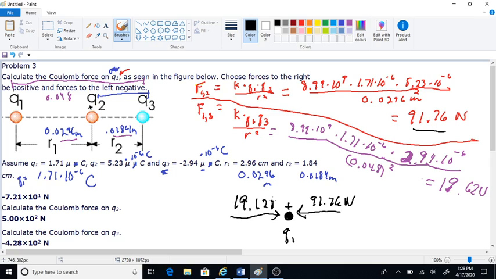19.62 newtons. So it's a tug of war match. Who is winning? The negatives here. You can make this a negative and add them, or you can just subtract this off. Anyways, your net result, the net force, when you do this, is a negative 72.1 newtons. And that is our first answer right there. Okay?